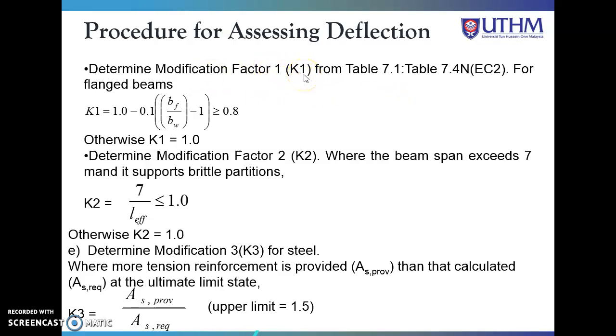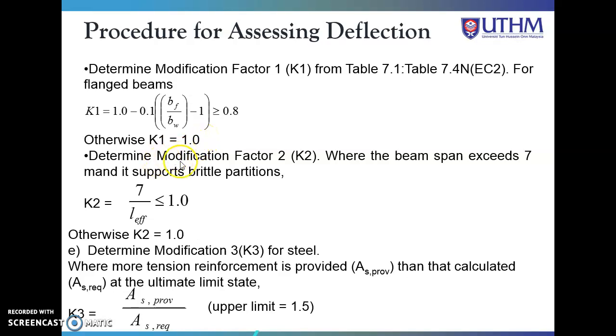K1. K1 we get from the table, Okay, from Table 7.1. It depends on the condition of the structure, whether it is an interior span or simply supported. So, it has its value. Okay. But, for the flange beam, we need to calculate by using this equation. So, otherwise, K1 is equal to 1.